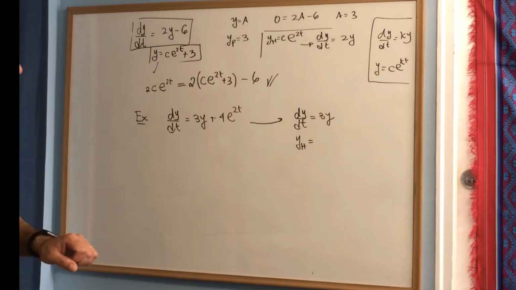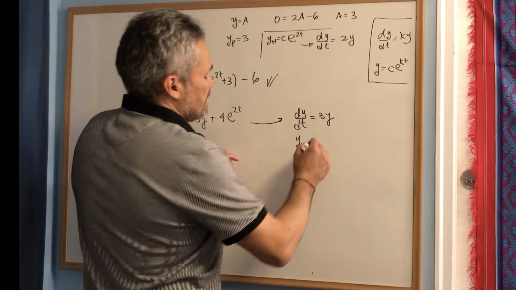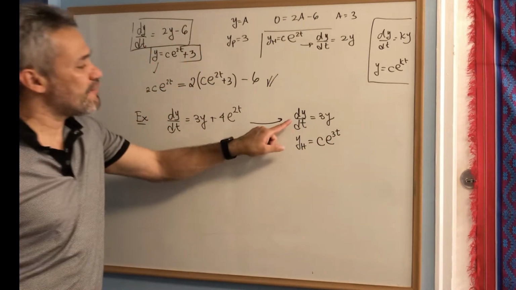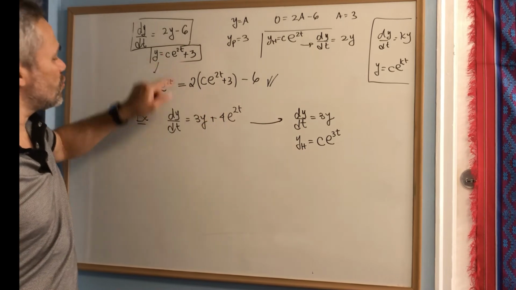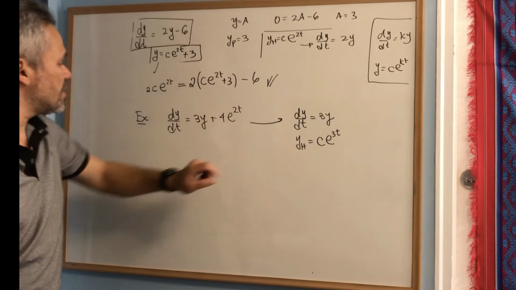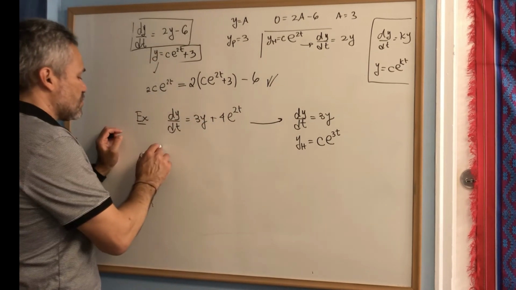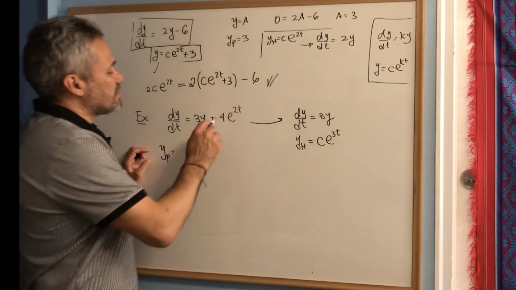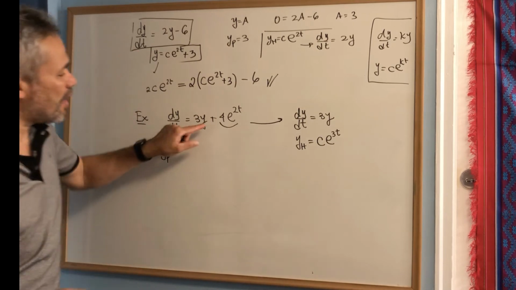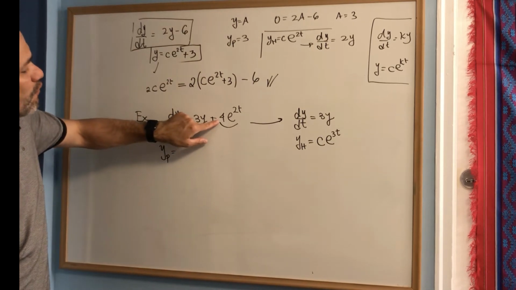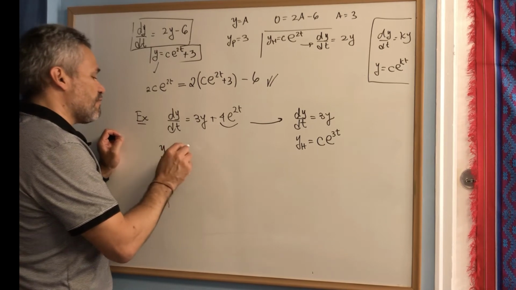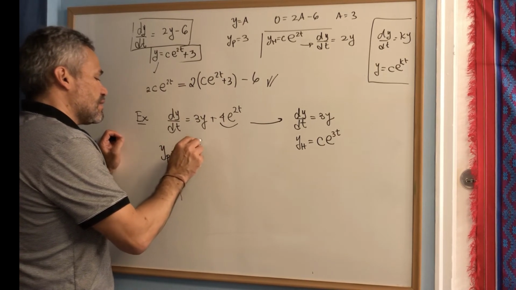The solution of the homogeneous equation is c e to the 3t. Then we have solved the homogeneous part. Now, how can we find a particular solution? Usually what we do is we look at the non-homogeneous part and we try to look for something similar to it. In this case, we look for something of the form a e to the 2t.